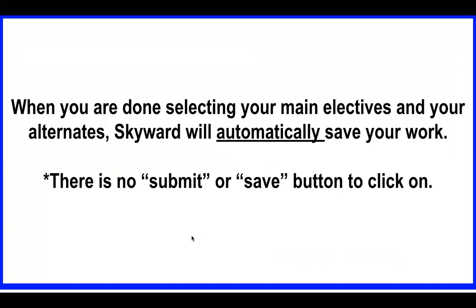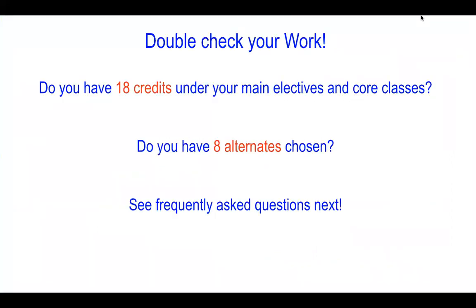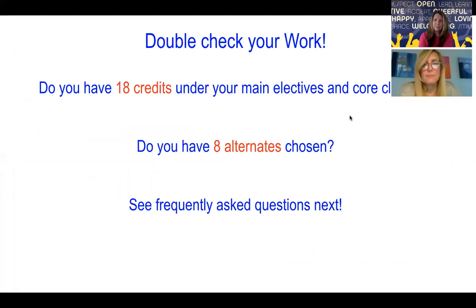Okay, so when you're done selecting all your main electives and your alternates, Skyward will automatically save your work. There is no submit button or save button to click on. And if you get interrupted while you're choosing your classes and you have to turn off your computer or walk away, it should save for you. I've never had an issue with that not saving. So I want you to double check your work. Make sure you've got 18 credits under your main electives and core classes. How many alternates, Mrs. McKinney? 8 alternates.